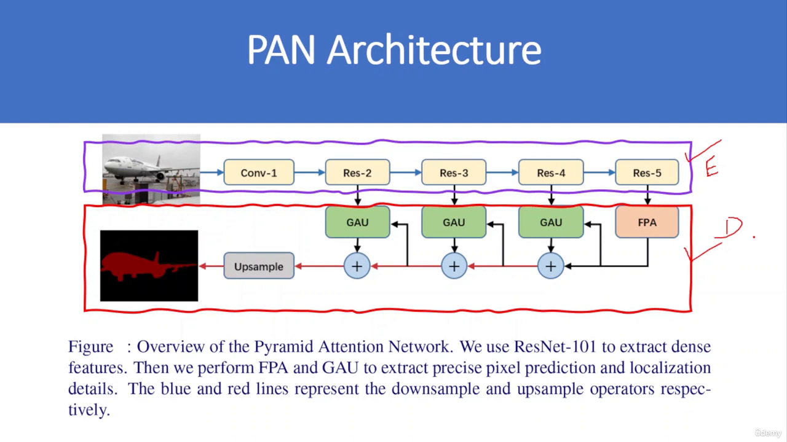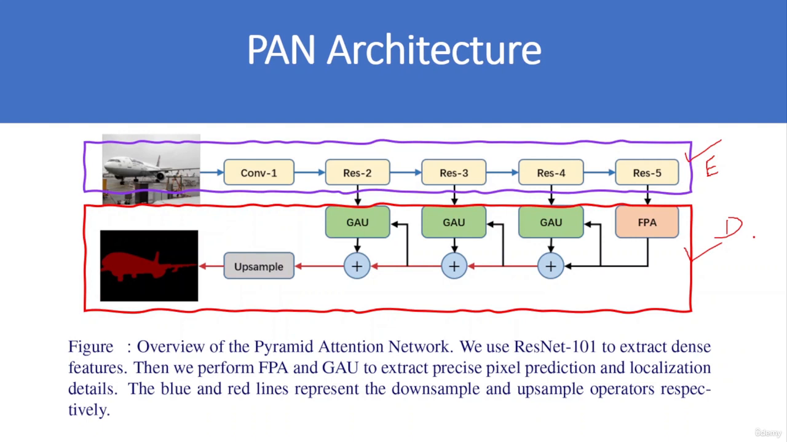and global attention upsample module on each decoder layer to provide global context as a guidance of low-level features to select category localization details. Here you can see the input image, and then the ResNet is used to extract the dense features. After that, GAU and FPA module is applied, where GAU is Global Attention Upsample module and FPA is Feature Pyramid Attention module. FPA and GAU is used to extract precise pixel prediction and localization details.